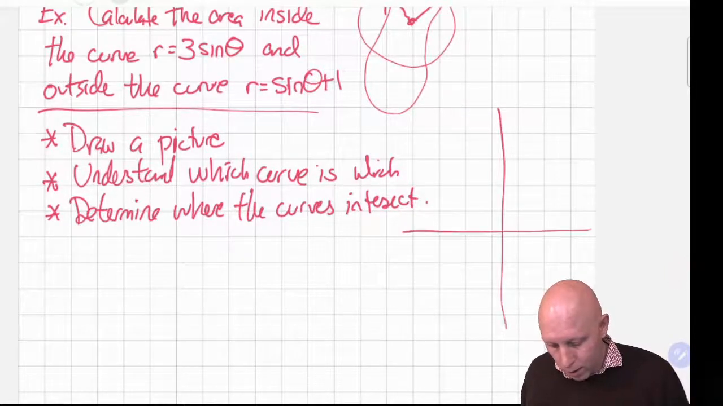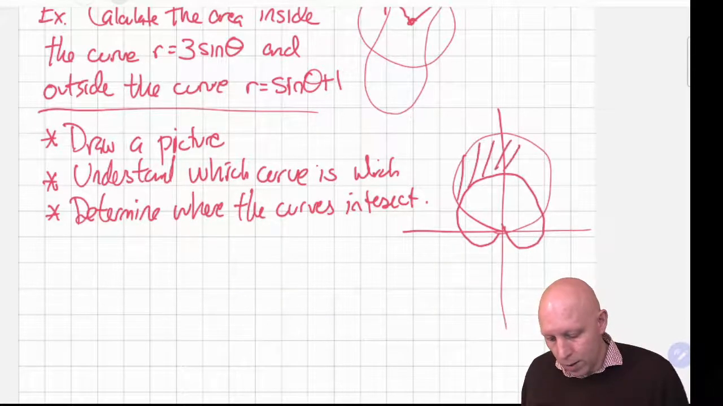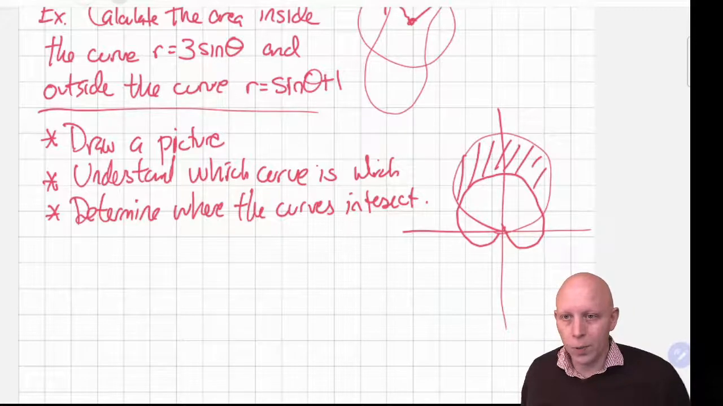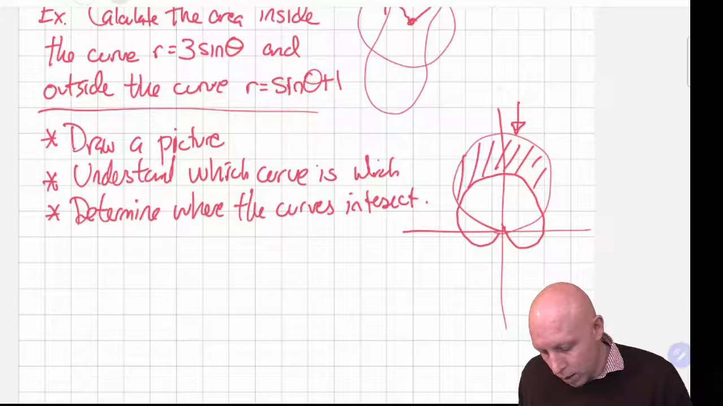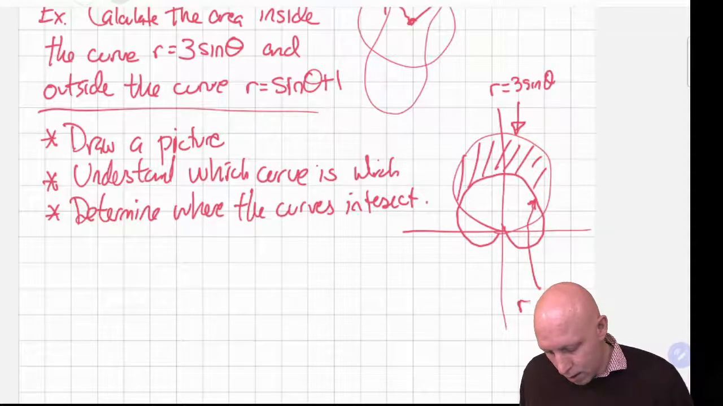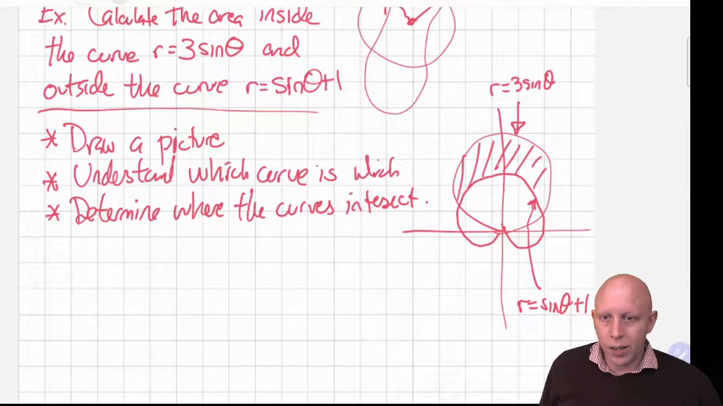So what did we have? We had a circle, and we had this cardioid, and we're trying to figure out what the area is inside here. So we know that this outer function was r is equal to 3 sine of theta, and the inner function is r equals sine of theta plus 1. And so the next thing to do is figure out, well, where do these curves intersect?